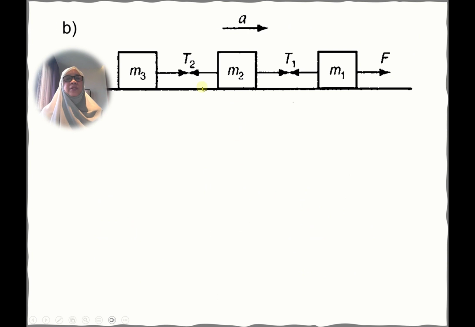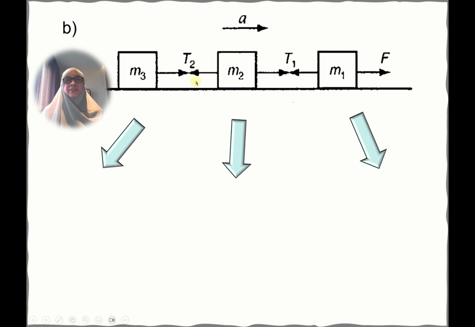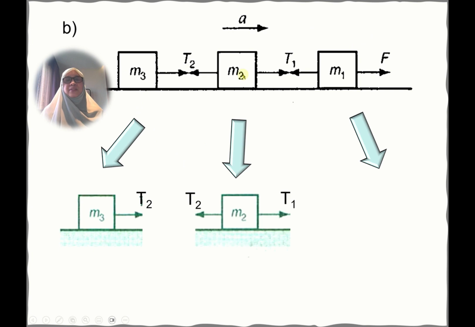Okay, next for question B, there are 2 tensions in the string here. So this is the pulling force, and acceleration is to the right. Okay, so we divide into 3 bodies. For M3, the force that acts on M3 is T2. The forces acting on M2 are T1 and T2. And the forces acting on M1 are F and T1.